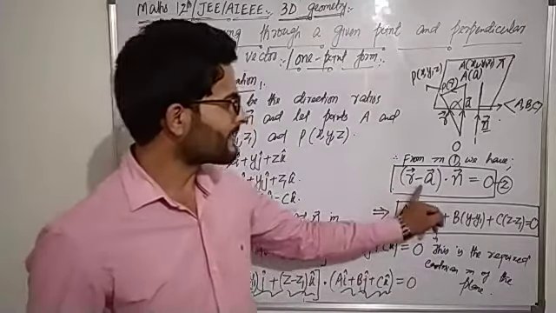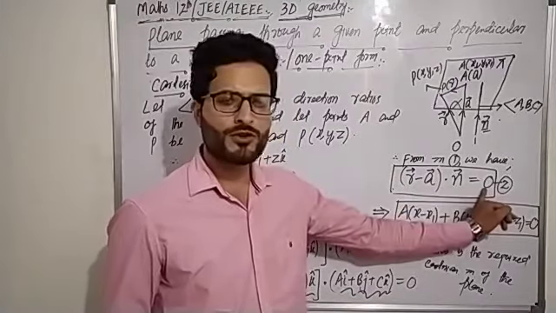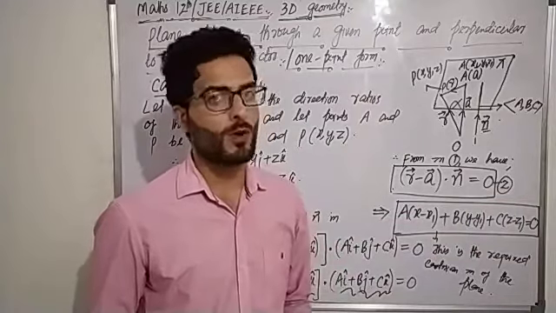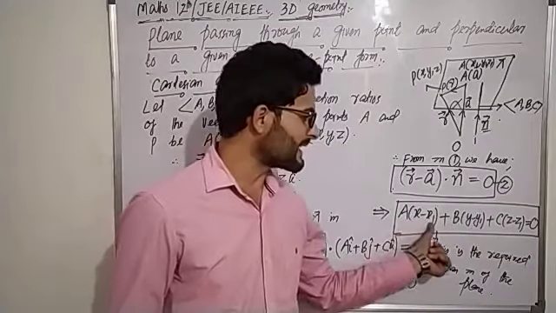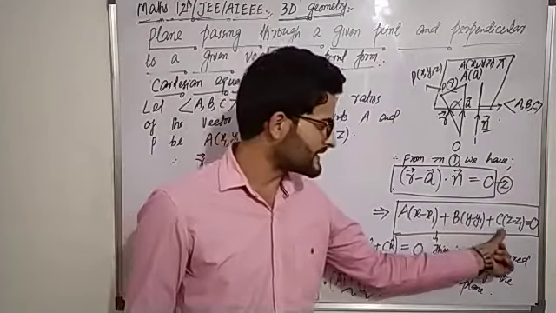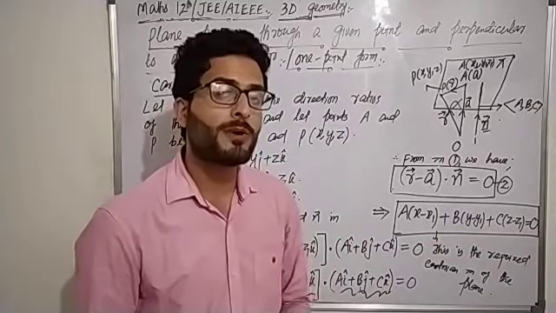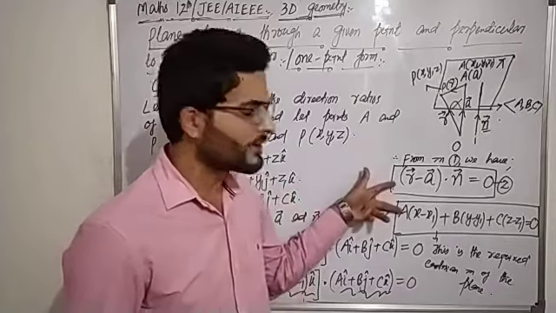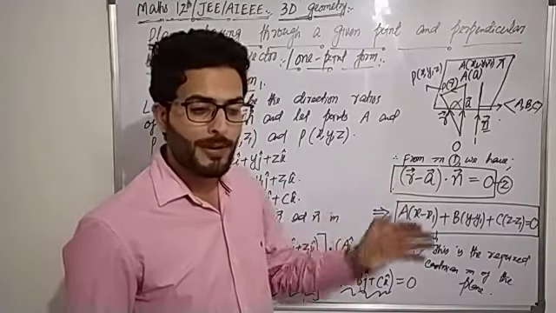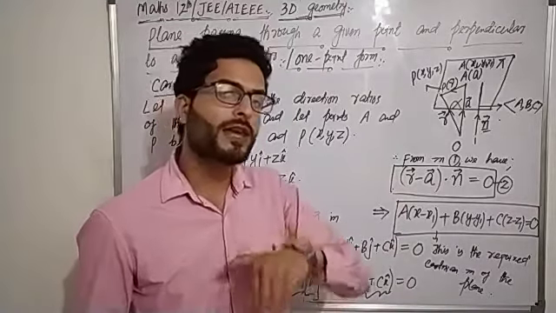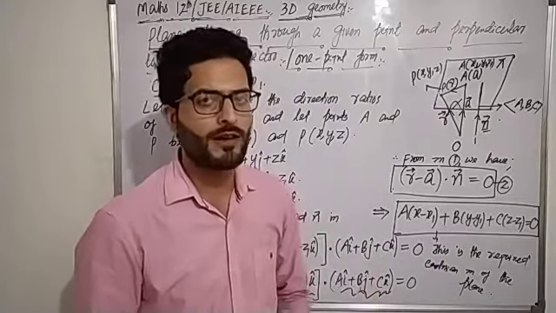So r vector minus a vector dot n vector is equal to 0 is the vector equation of a plane in one point form, and a into x minus x1 plus b into y minus y1 plus c into z minus z1 is equal to 0 is the Cartesian equation of the plane in one point form. So both are equations of a plane in one point form, means equation of a plane passing through a given point and perpendicular to a given vector.